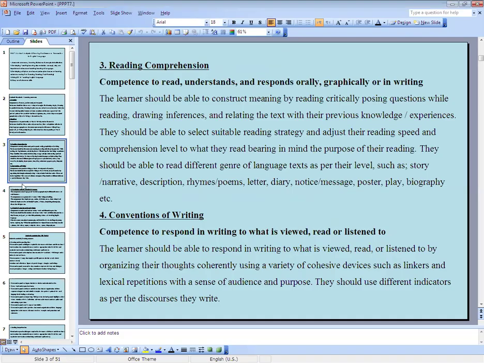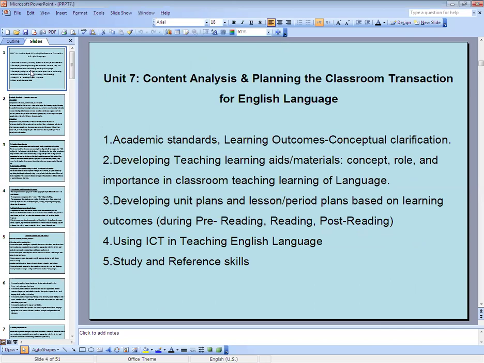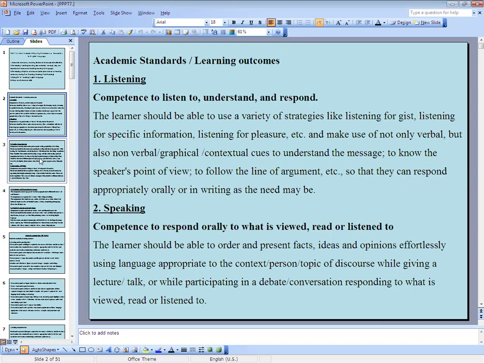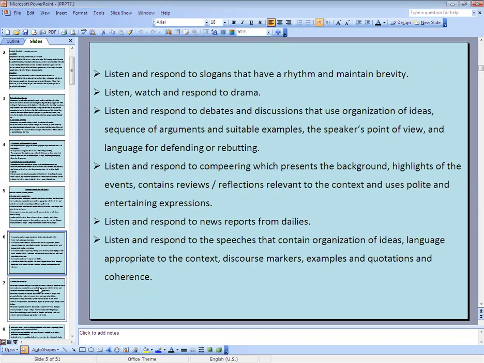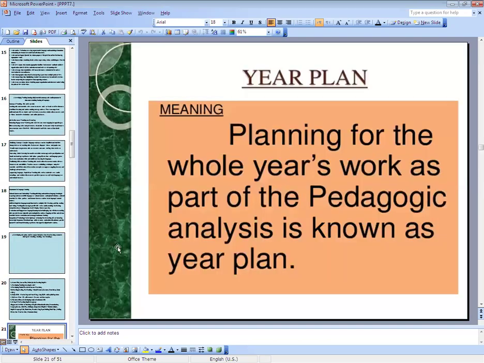Madam, come to the year plan slide, madam. Okay, madam. Year plans. Yes, ma'am. It will be 21st slide. Okay. Is it fine, ma'am? Yes. Okay. Next slide, madam.